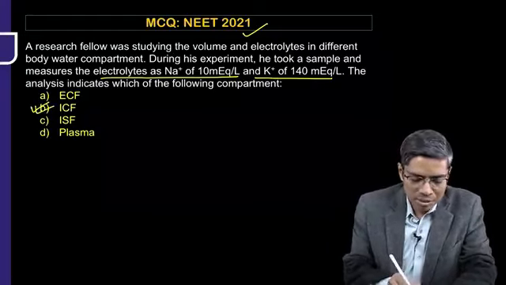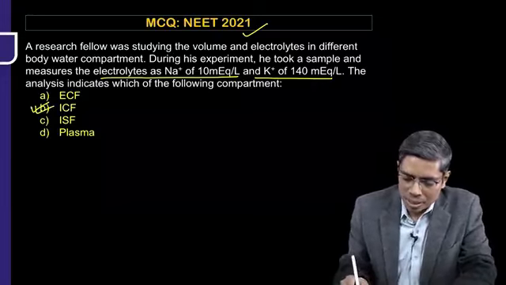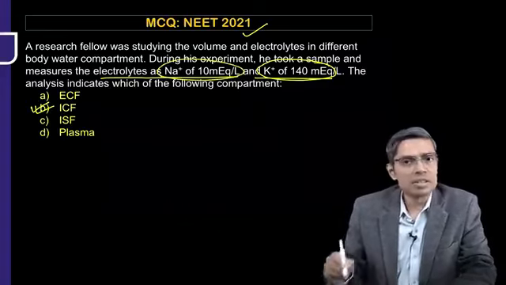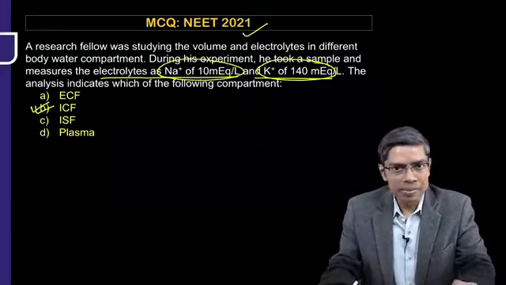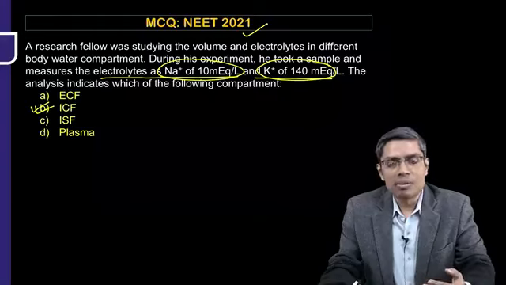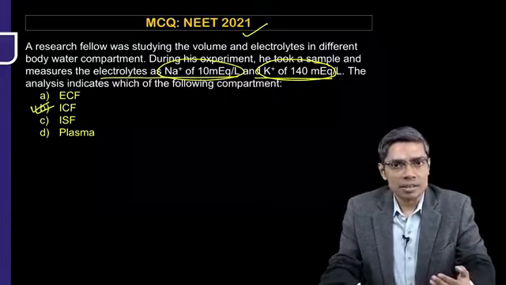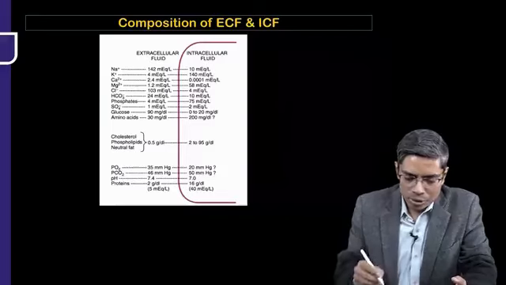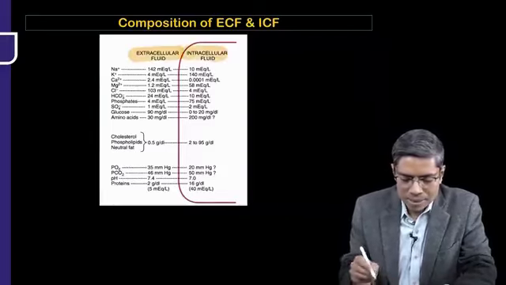nothing but the intracellular fluid component, which has a higher potassium concentration, near around 140 milliequivalent per liter, and low sodium concentration. Sodium concentration is high in the extracellular fluid, so if the sodium concentration is very high, like 145 milliequivalent, that is indicating the extracellular fluid. So you just have to remember the electrolyte composition of this ECF and ICF. This is the ECF component and this is the ICF component.